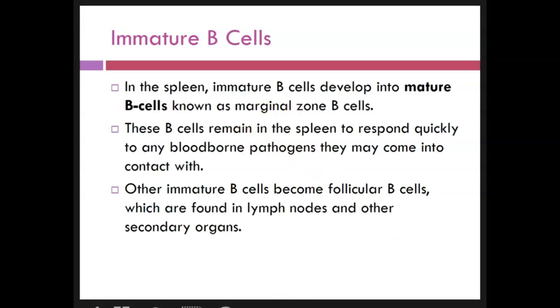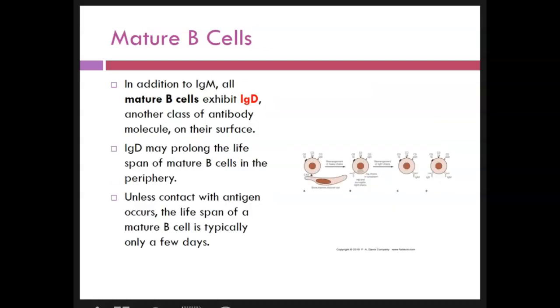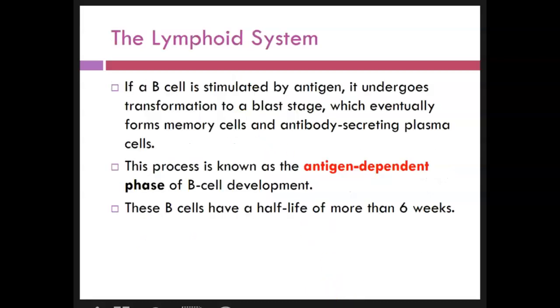In the spleen, immature B cells develop into mature B cells. And then our mature B cells have IgD, which is another class of antibody. If a B cell is stimulated by an antigen, it will undergo transformation to a blast stage, and that's an early stage of cell development that we'll get to later on in hematology. This eventually forms a memory cell and an antibody-secreting plasma cell, and this process is known as the antigen-dependent phase of B cell development.